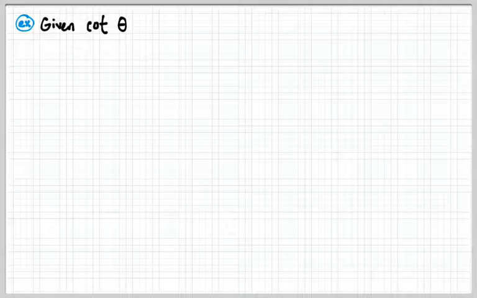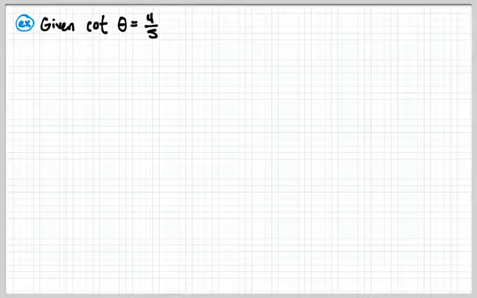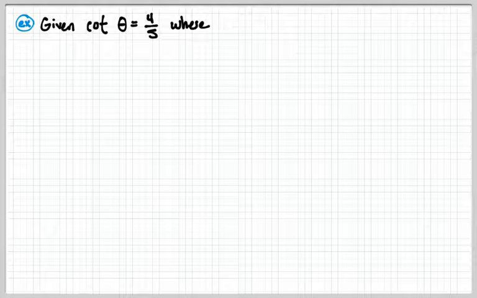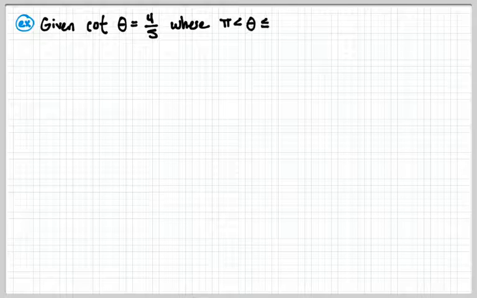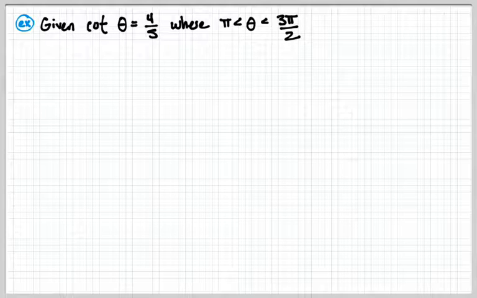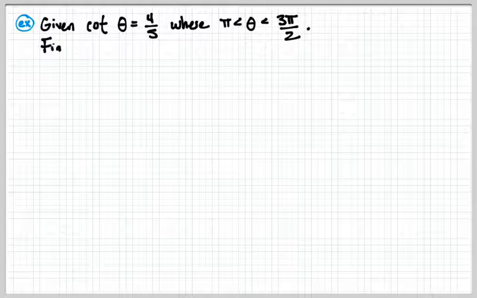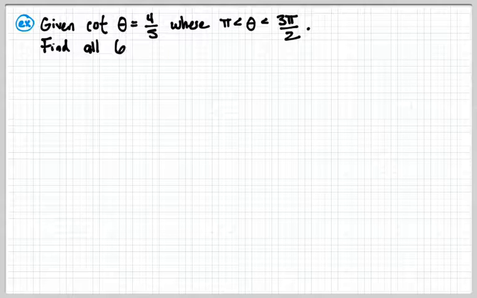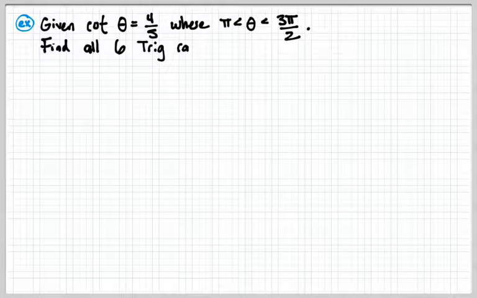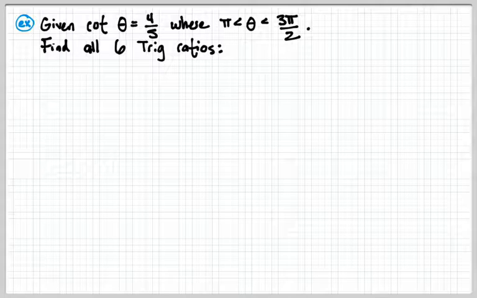So here's what you know. Given cotangent of theta is equal to 4 over 5, and this will help you with the quiz a little bit, where pi is less than theta, which is less than 3 pi over 2. You need to find all 6 trig ratios. So now not only sine, cosine, and tangent, but cosecant, secant, and cotangent. So here's where we're going to start.